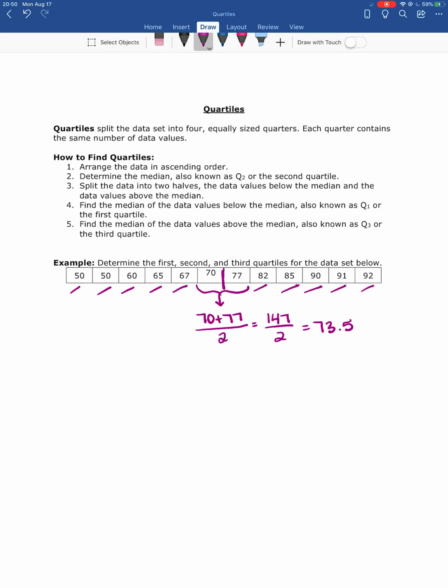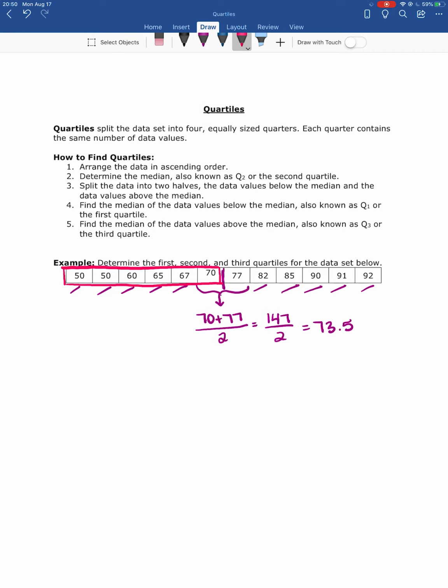So now I'm going to look at all of the data values that are below the median. That's from 50 all the way up through 70. These are the values below the median. Even though I use 70 to calculate the median, it isn't actually the median itself. So I want to include 70 when I'm looking at these numbers. So now I'm going to find the median of these numbers.